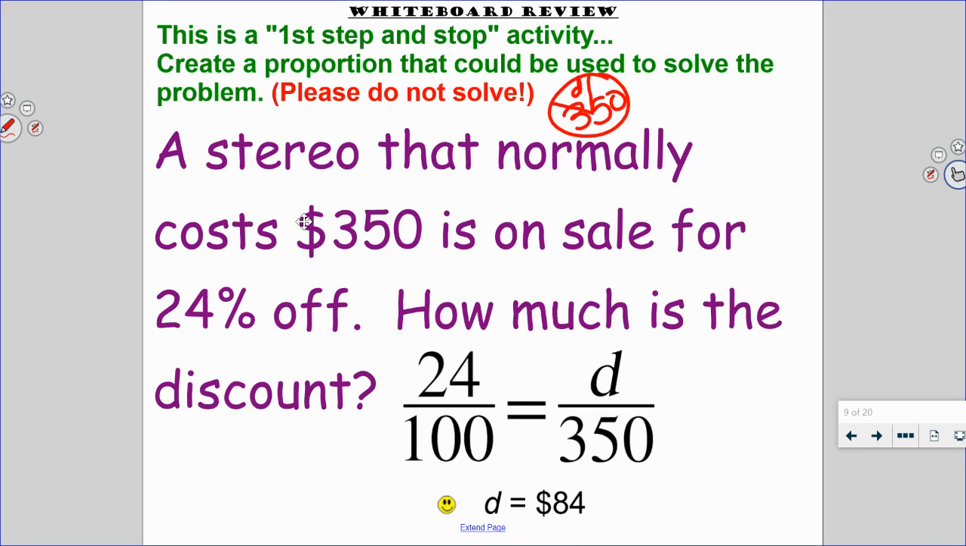If you did find the discount, it'd be 84. Meanwhile, just a reminder that if it didn't ask how much is the discount, if it asked how much was owed, then go ahead and say, all right, it decreased or went down $84.